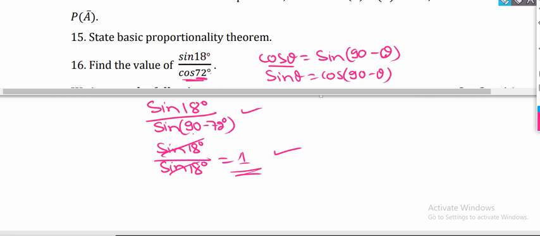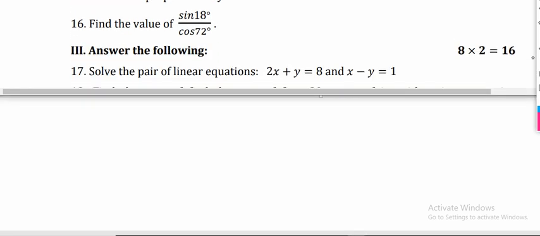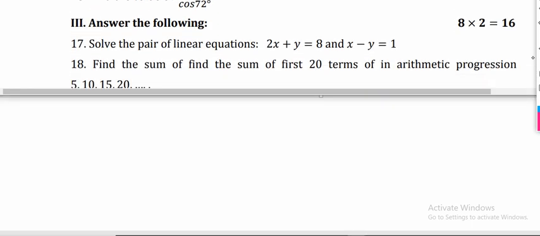So then we move on to the next question here. The next question is for 2 marks answers. So we have to solve these questions. Solve the pair of linear equations 2x plus y is equal to 8, x minus y is equal to 1. You have to use the easy method for solving this one.